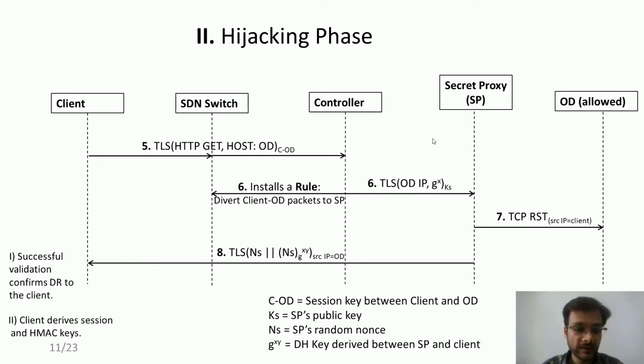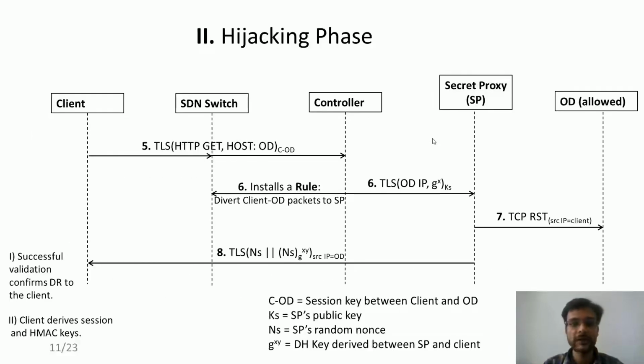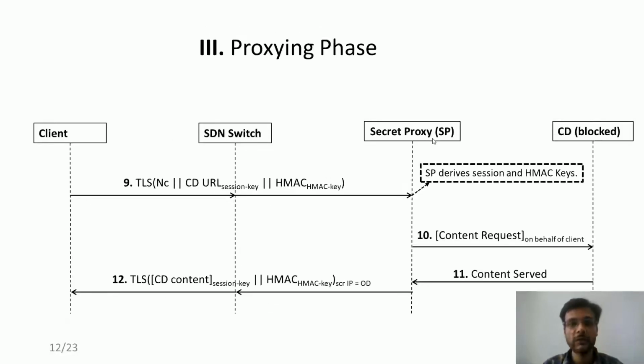The client, on receiving this packet, validates it, and it confirms that his decoy routing has been confirmed. Additionally, the client also derives the session key with which it will be talking to the SP or the secret proxy. This brings us to the end of the hijacking phase, and we can move on to the proxying phase.